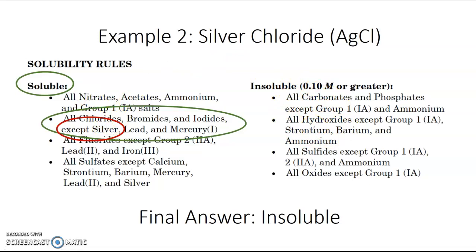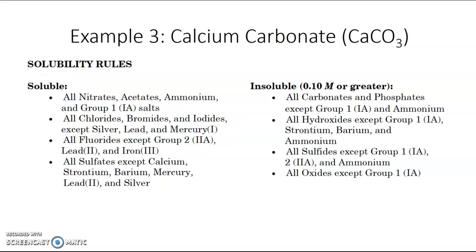Speaking of the right-hand side, let's look at an example where the anion is on the right-hand side. Calcium carbonate, CaCO3, is addressed by the first bullet on the right-hand side of the solubility rules, where it says that all carbonates and phosphates are unable to dissolve in water. The two exceptions that are listed are ammonium and group 1. It's pretty clear that our cation is not ammonium, so we don't have to worry about that exception.